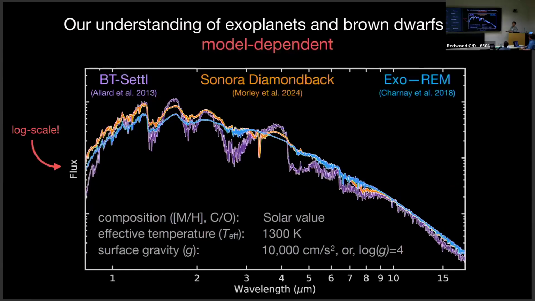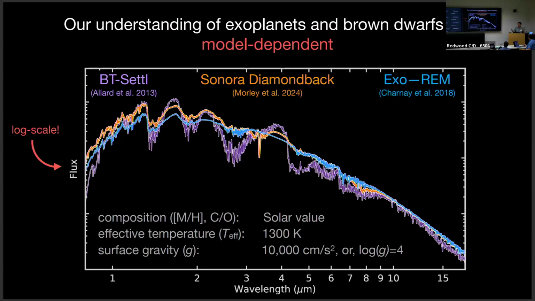So all of these models are state of the art. They're developed by different groups using different assumptions. But what we can see here is that there are sometimes large differences among the model sets, right? And the flux is in log scale, so some of the differences can be half an order of magnitude. Given this fact, the final properties that we derive from the spectrum really depend on who we ask, what kind of models we use.